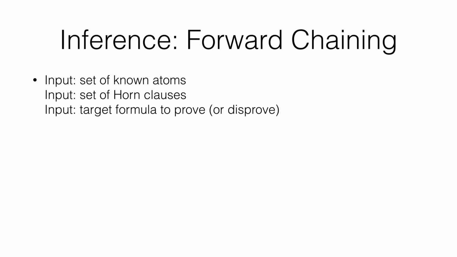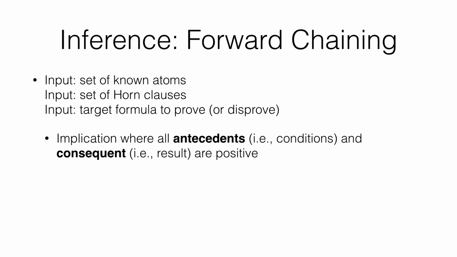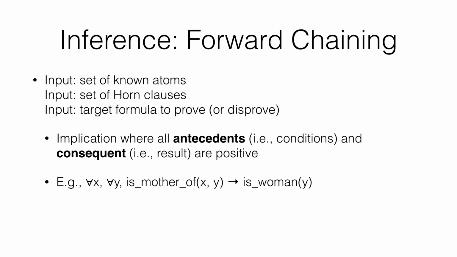So the horn clauses are, again, the implications where all antecedents, or all the conditions of the implication, and the results are positive. So we're not allowed to say things like, if is mother of A, B, and not is mother of B, C. Right? We're not allowed to say things like that. They all have to be positive, non-negated. So an example is this. This is where on the left side, the antecedent is positive, and on the right side is also positive.